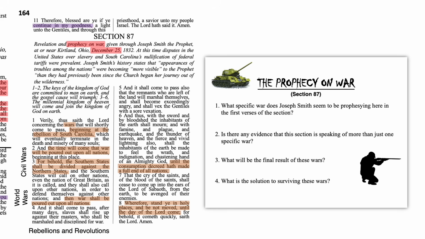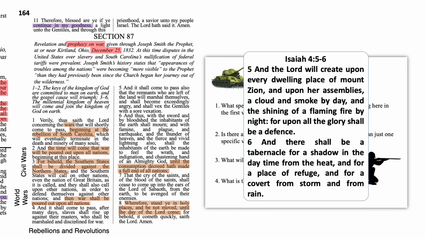That's the solution. We've got to stand or make our stand in our holy places. That's a phrase that we've seen before in the Doctrine and Covenants, and we discussed it in depth back in section 45. But if you remember that discussion, you'll recall that we cross-referenced Isaiah 4, verses 5 through 6, for a description of the 3 major holy places of the latter days: our homes, our churches, and our temples.